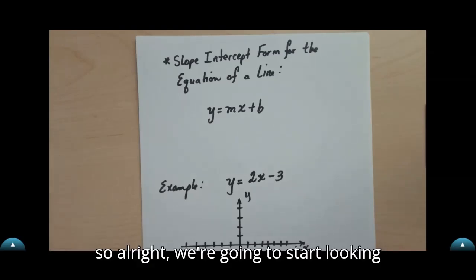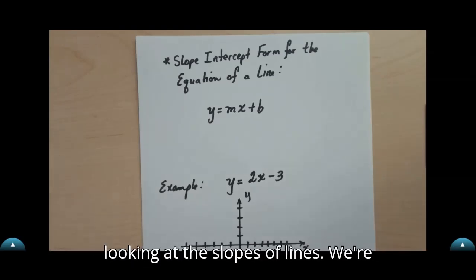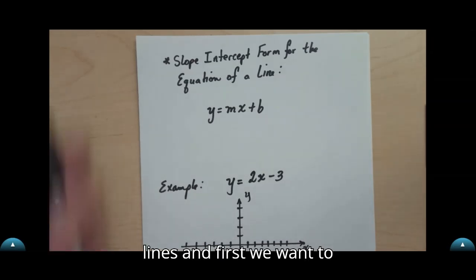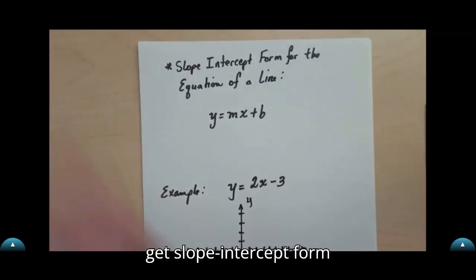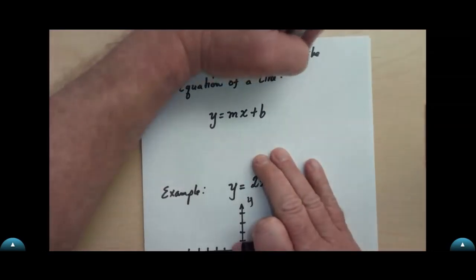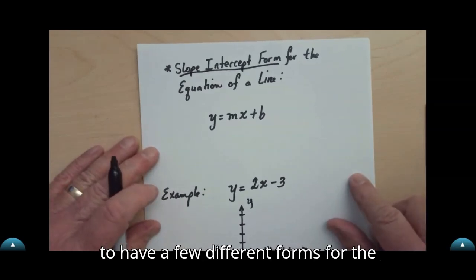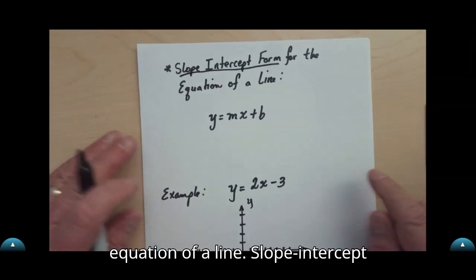All right, we're going to start looking at equations of lines. We've just been looking at the slopes of lines. We're going to start looking at equations of lines. And first, we want to get slope-intercept form for the equation of a line. We're going to have a few different forms for the equation of a line.